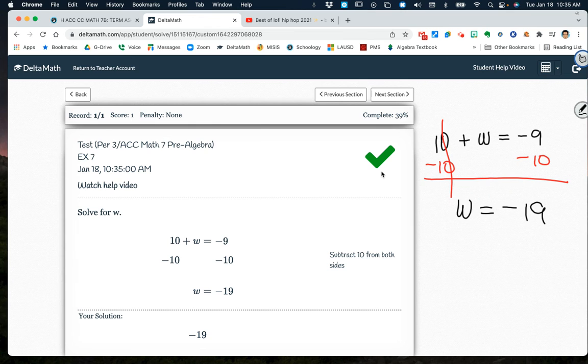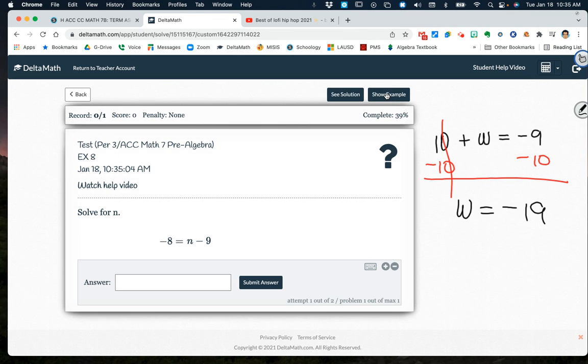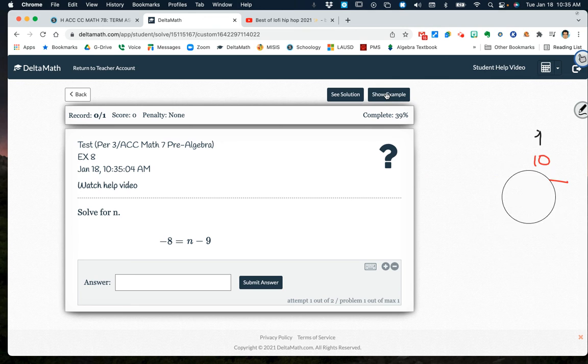Boom. Okay, last one. Negative 8 equals n minus 9. You know what I want to do on this one? I want to rewrite it. I want my variable not on the right side of the equal sign, but on the other side. So what if I start with n minus 9 on the left of this equal sign? What's on the other side? Negative 8.